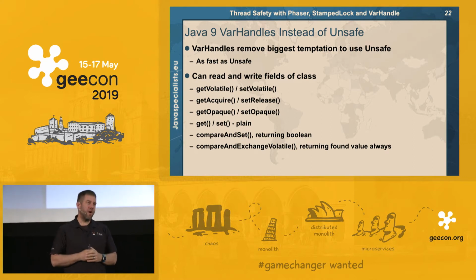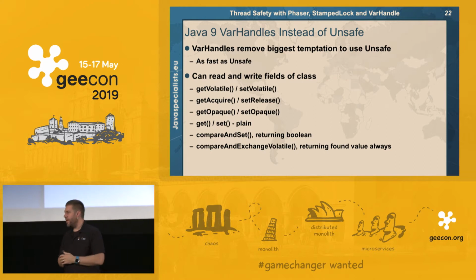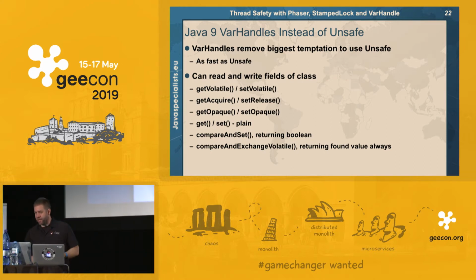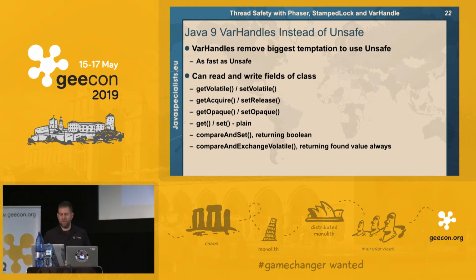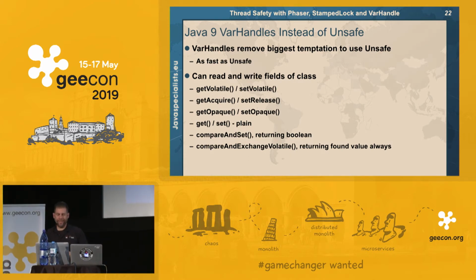The strongest mode is get and set volatile. That's a very strong one. With get and set volatile, you're guaranteed to see the correct value. And when you're writing it, it's actually going to wait for everything to be written before it returns. So writing and reading on volatile is quite slow.